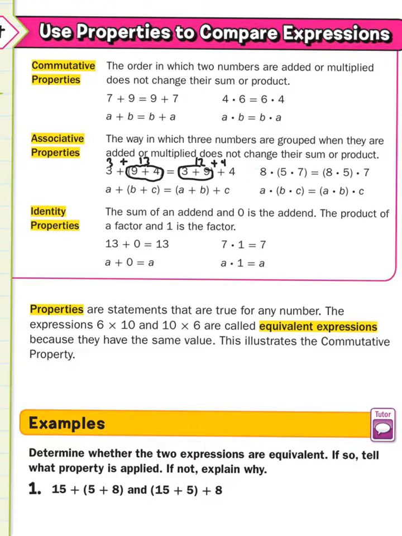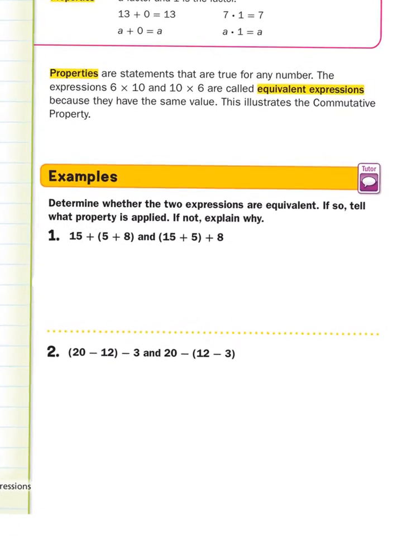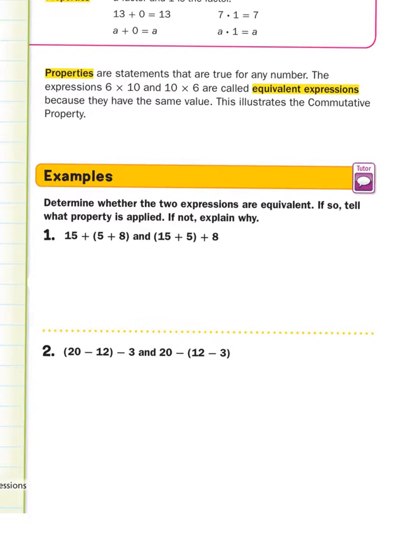Now, we're going to go through the examples below, and we're going to use the properties to help understand. First off, just follow along with me here. Feel free to pause the video and write anything down that you need to do. So this one says determine whether the two expressions are equivalent. Now up here it says equivalent expressions are expressions that have the same value. So that just means they're equal to each other. Now, if they are equivalent, we're going to tell what property we used. Remember the three properties above. If not, we'll explain why.